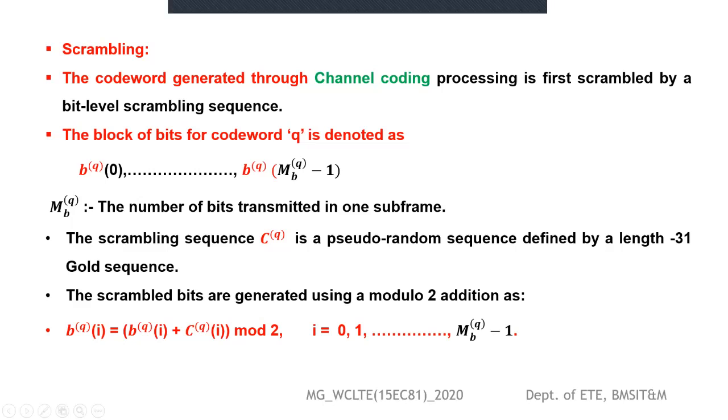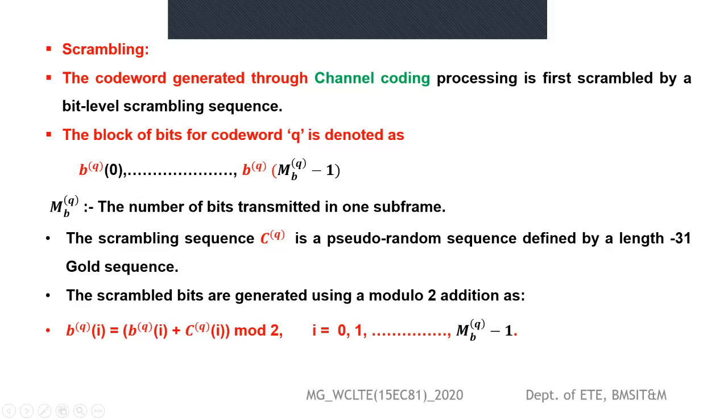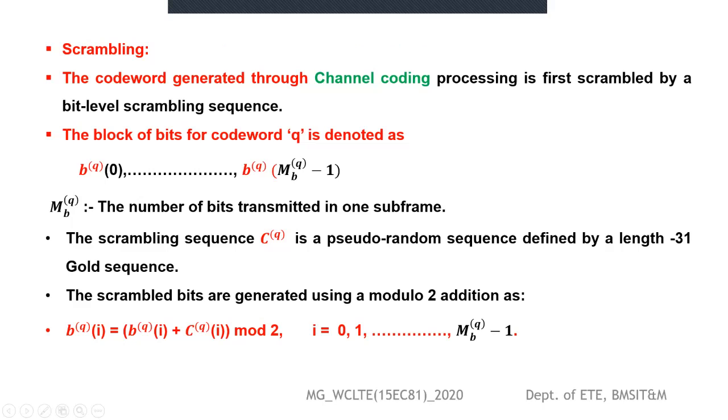The block of bits for code word Q is denoted as b^(q)(0) to b^(q)(M_bit^(q) - 1). So this is the block of bits for code word Q, where M_bit^(q) is the number of bits transmitted in one subframe. I said here the transport block will be equal to one subframe length. And the scrambling sequence, denoted as c^(q), is a pseudo-random sequence.